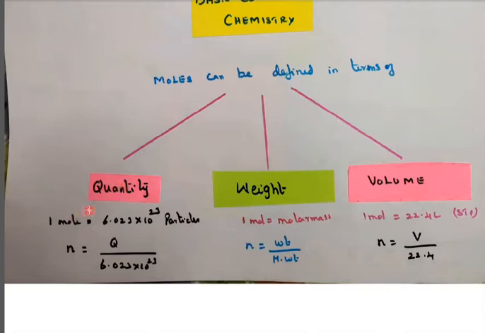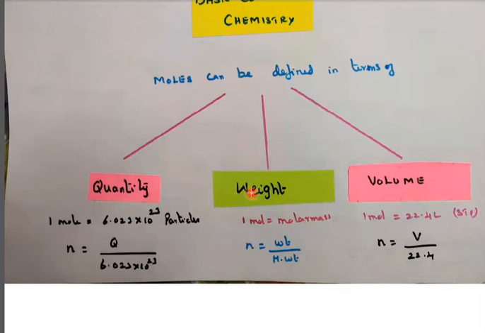So 1 mole is equal to Avogadro number of particles. That is 6.023 × 10^23 particles present in 1 mole. So N is equal to the number of moles, N = Q / (6.023 × 10^23), in order to find the moles. Quantity is nothing but the amount of atoms or molecules or particles.